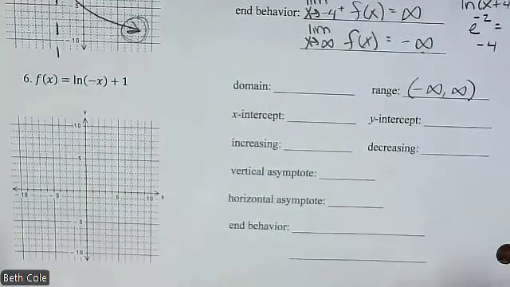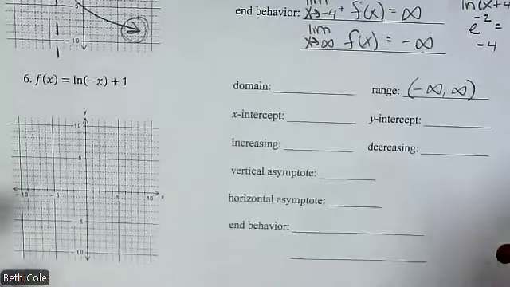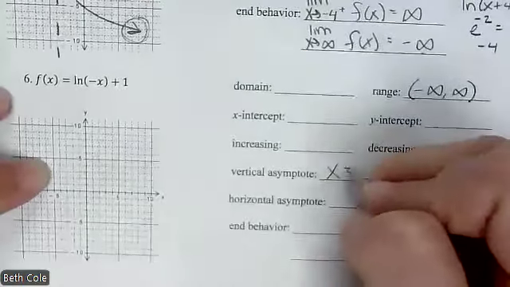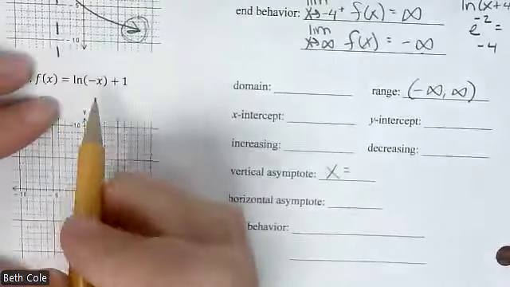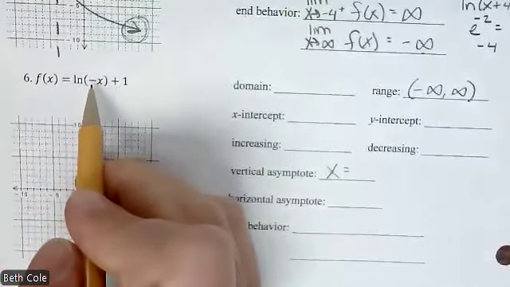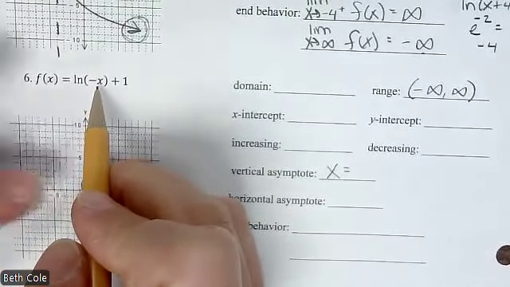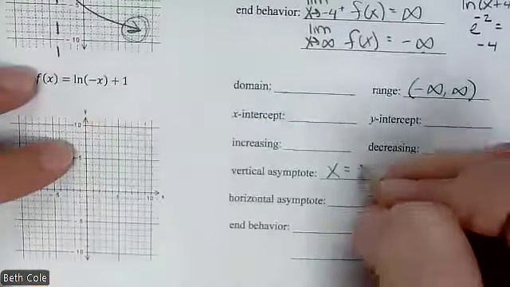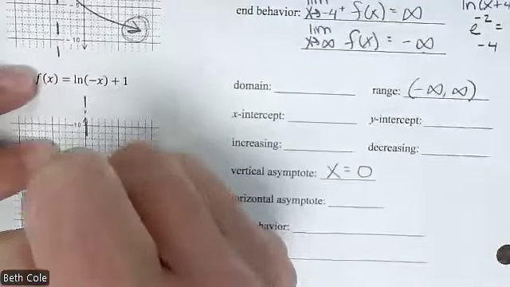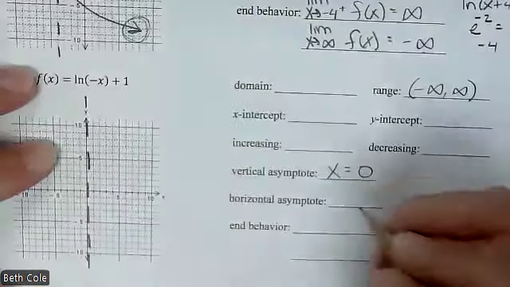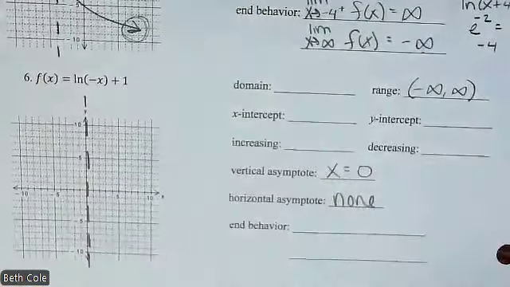All right, so what else is the other automatic thing? Did it shift left or right? It did not. This negative is a reflection. We don't have a -3 or something in there. It didn't move left or right, so it's still going to be centered at 0, which is kind of hard to see because it's on the axis. And then horizontal is none.